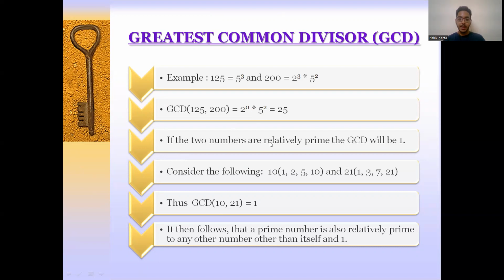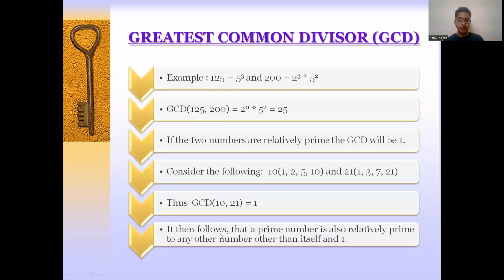If the two numbers are relatively prime, then their GCD will always be 1. Consider the example of 10 and 21. 10 has factors 1, 2, 5 and 10, and 21 has factors 1, 3, 7 and 21. Thus, their GCD is going to be 1, as 1 is the only common factor for them.